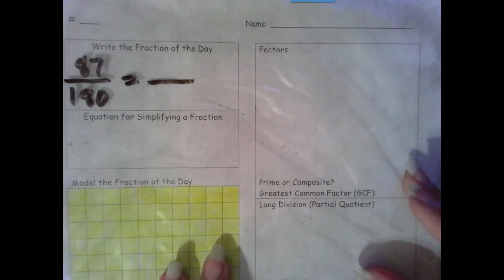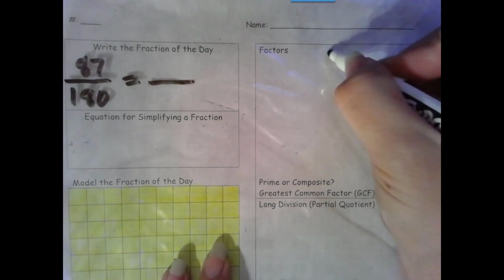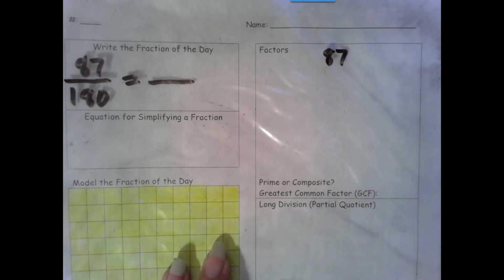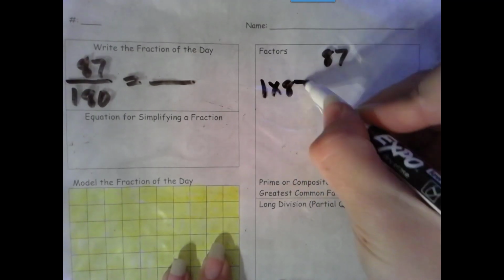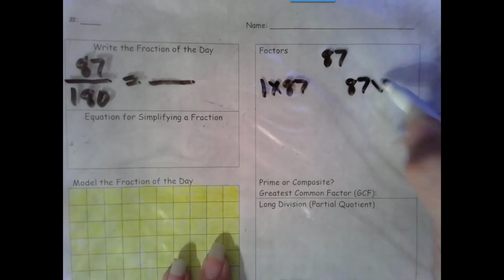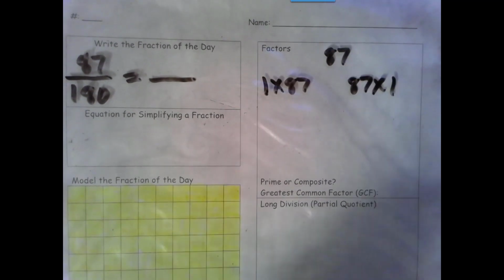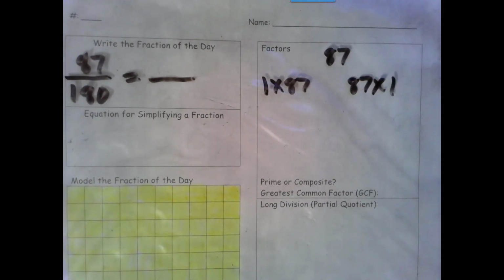Okay, let's go ahead and get down the factors of our numerator. Our numerator is 87. Two factors we always know are 1 and the number itself. Using the commutative property of multiplication, we can write it down as 87 times 1. Now we're going to go through our divisibility rules in order so that we don't miss any possible factors.